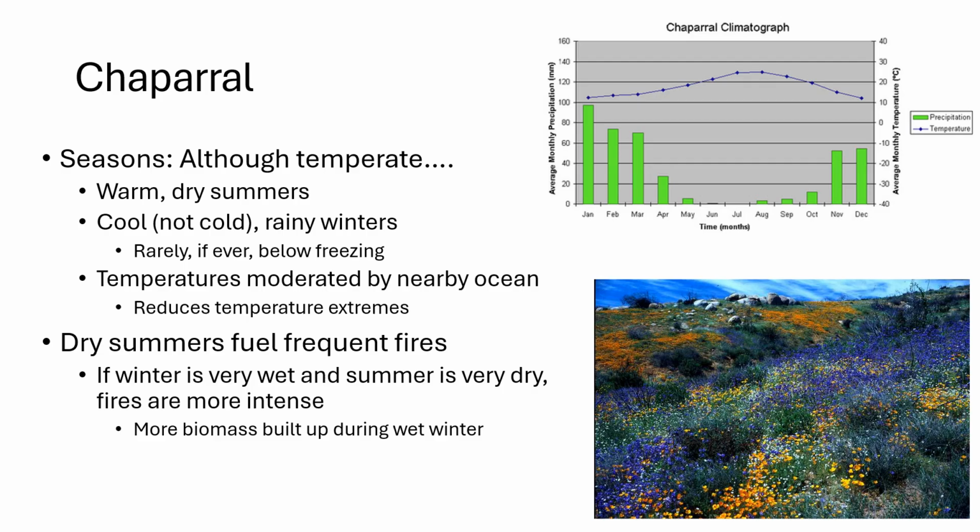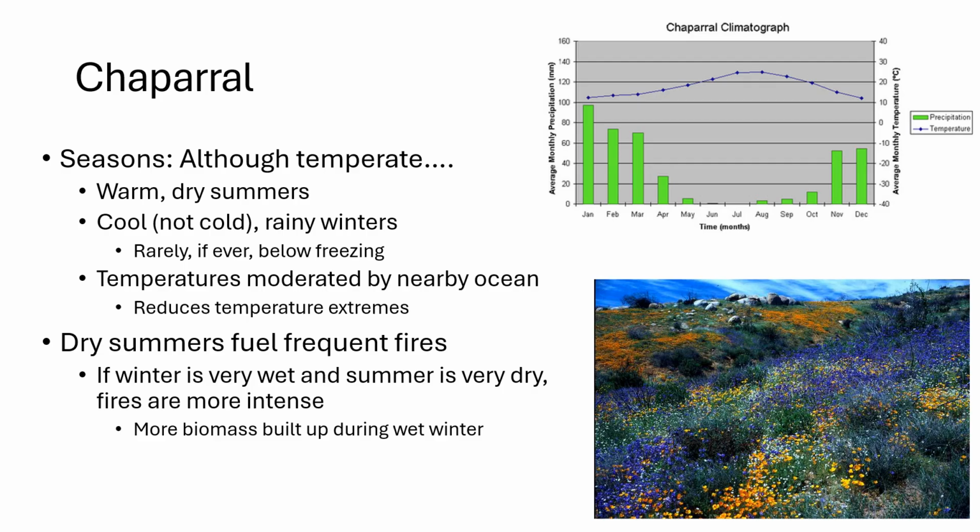But anyway, they're next to the ocean, and that ocean moderates the temperature. So even though they're temperate, they don't have freezing conditions during the winter. Even though they're at the same latitude as a temperate grassland or a temperate deciduous forest that would freeze during the winter, they don't. They don't experience freezing temperatures, which is very unique among the temperate biomes.